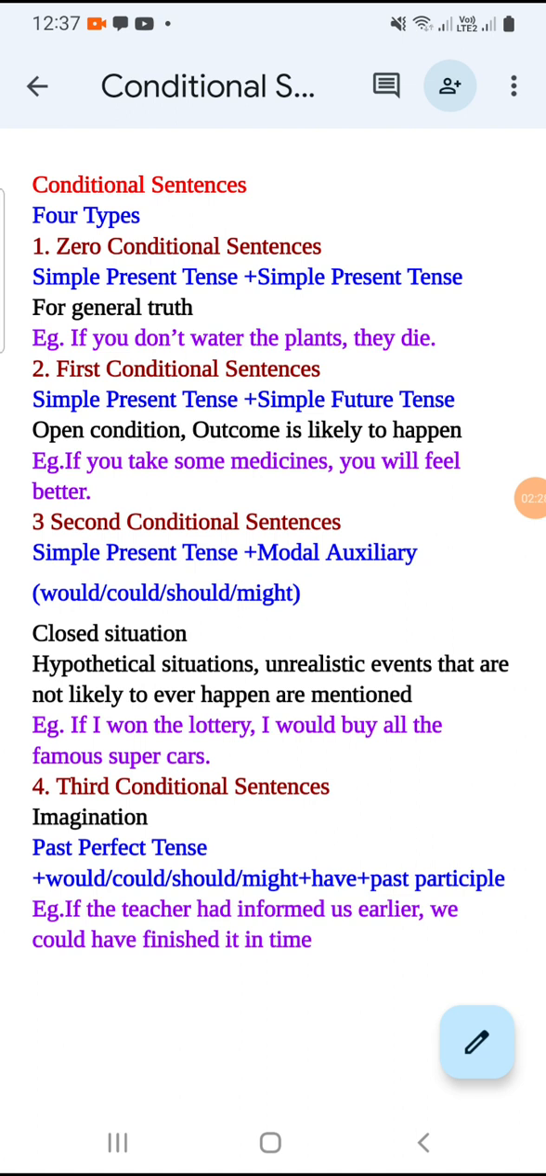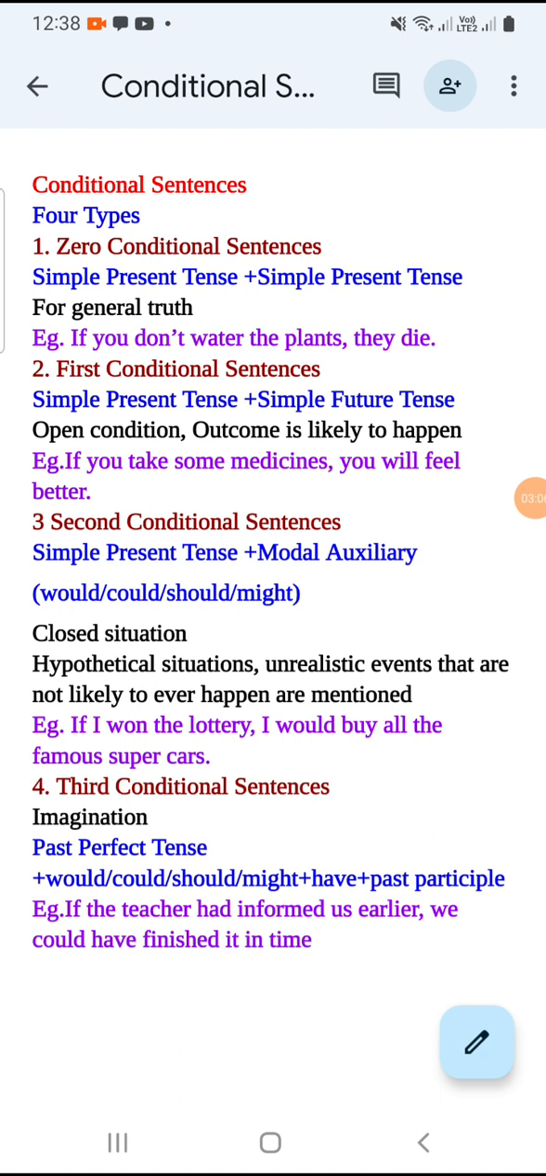One more thing let me tell you: conditional sentences are divided into two parts, right? Each conditional sentence contains two parts. First is called the if clause or dependent clause. The if clause is a dependent clause, and the other part is called the independent clause, right? So the if clause is dependent on the independent clause. That happens in every conditional sentence, right?